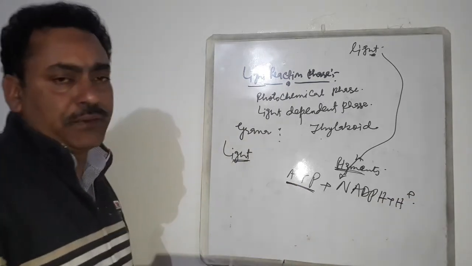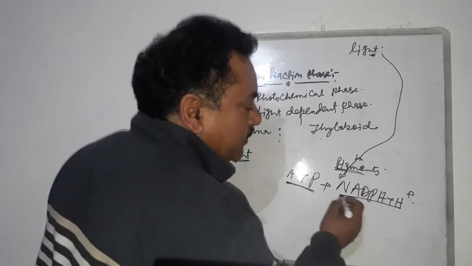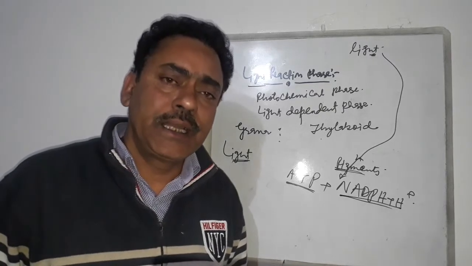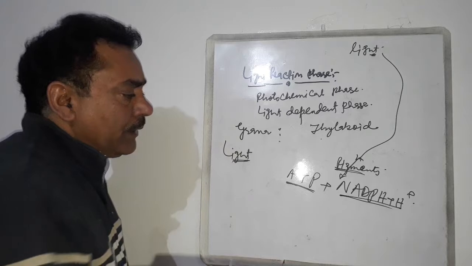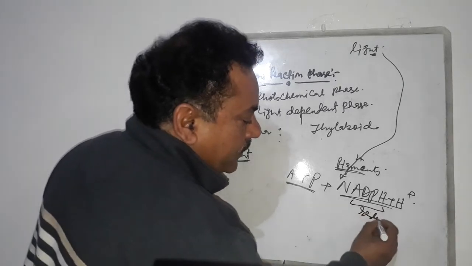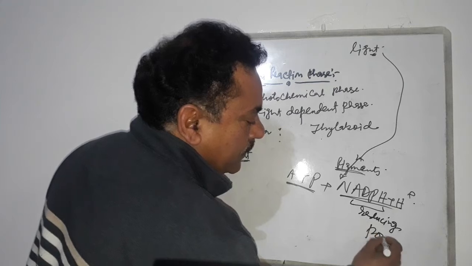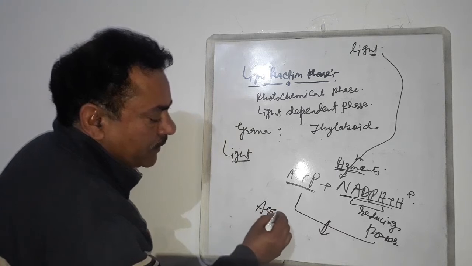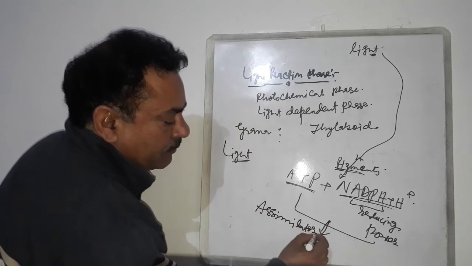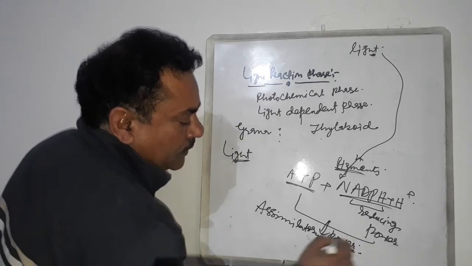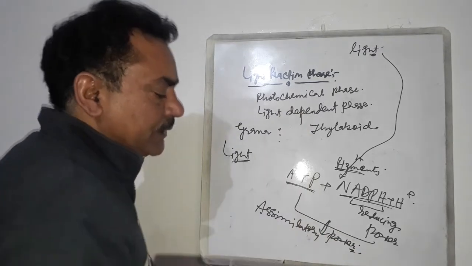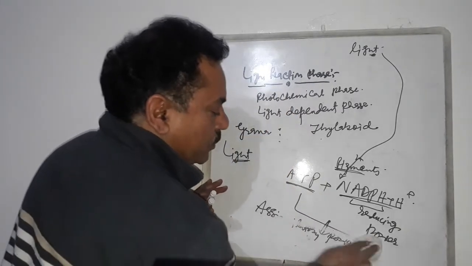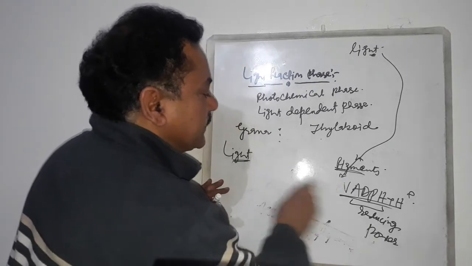ATP is adenosine triphosphate, whereas this NADPH plus H positive is a reduced coenzyme, namely nicotinamide adenine dinucleotide phosphate. And separately this will be called reducing power, and these two together will be called assimilatory power. So assimilatory power will be generated in the light reaction, and then it will be utilized in the dark reaction phase of photosynthesis.